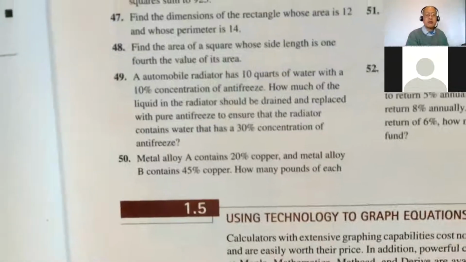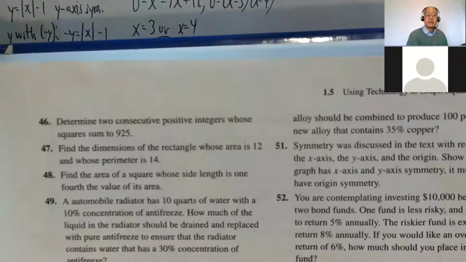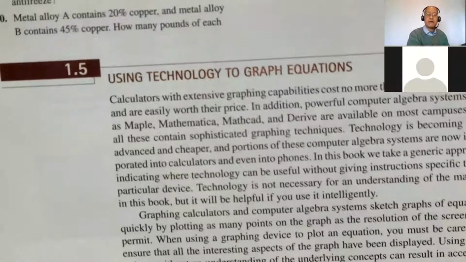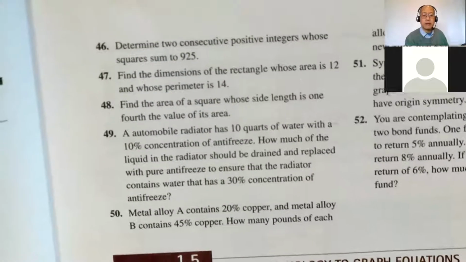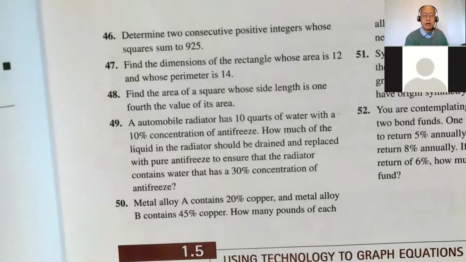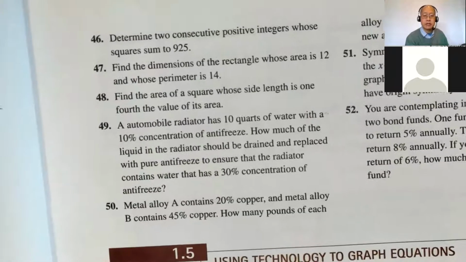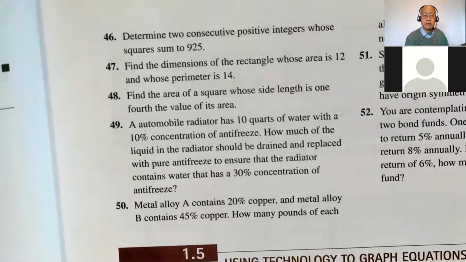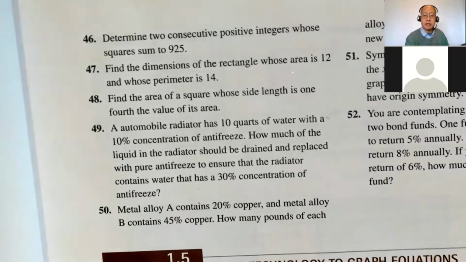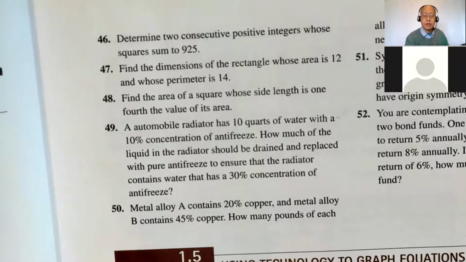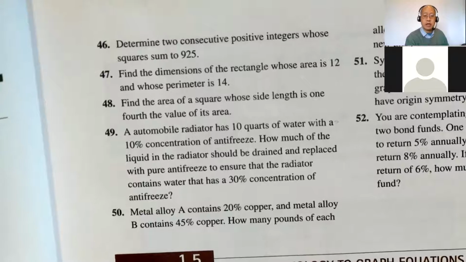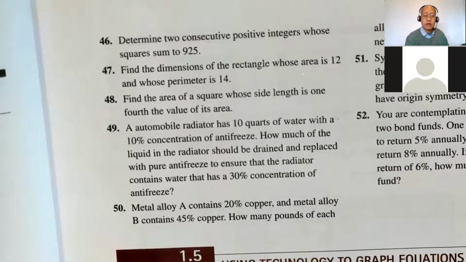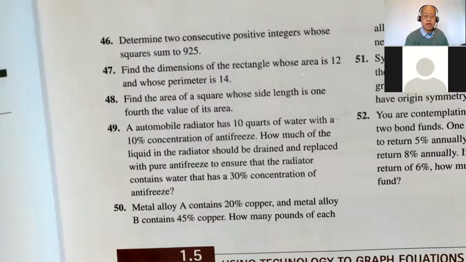Okay, then I was going to quickly show you 49, and then I'm done with 1.4. Again, we're skipping 1.5. Don't do any of 1.5. Okay, 49. An automobile radiator has 10 quarts of water with a 10% concentration of antifreeze. How much of the liquid in the radiator should be drained? So we're going to drain some out and put in pure antifreeze, 100% antifreeze, to ensure that the radiator contains water that has a 30% concentration of antifreeze.